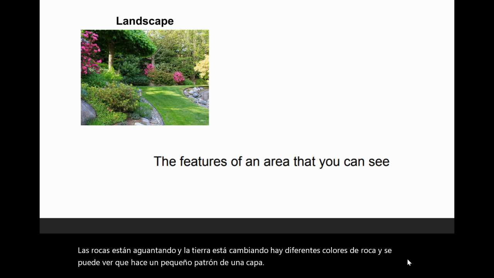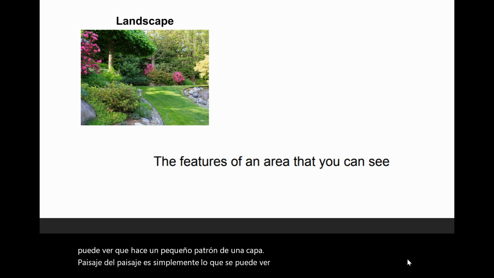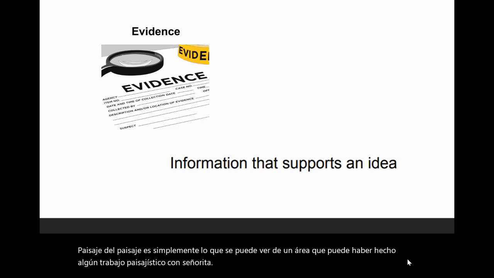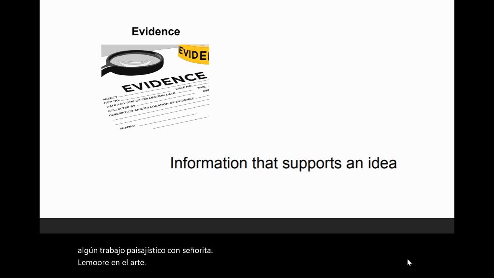Landscape. The landscape is simply what you can see of an area. You may have done some landscape work with Miss Lamore in art. Evidence. You've heard this word a lot, and possibly in ELA. It is talking about the information that supports an idea.